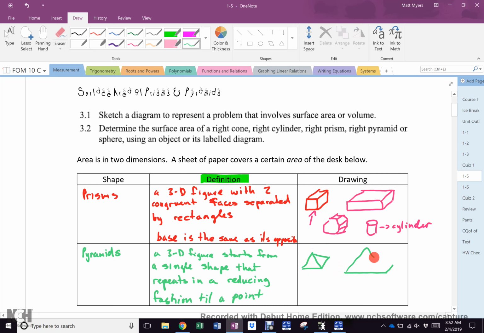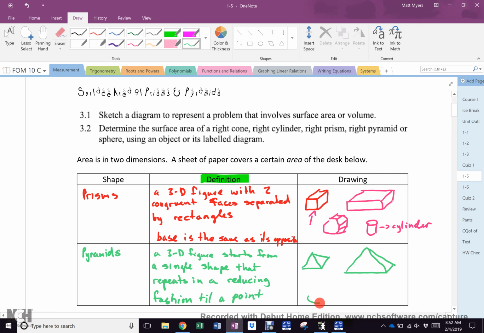Then I'm going to get the same thing. A rectangle all the way up. What if I start with an octagon? Same thing. Can I do this with a circle? Yeah, what do I get?